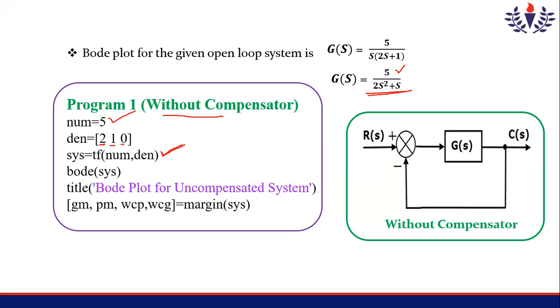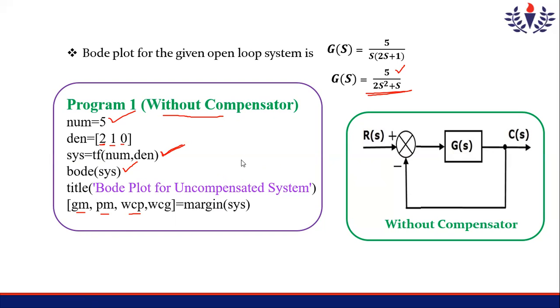For this transfer function, we apply the Bode plot. So bode of sys, and the title we are placing as Bode plot for uncompensated system. From this, we need to identify the gain margin, phase margin, phase crossover frequency, and gain crossover frequency. Mainly we are concentrating on the phase margin. Our desired phase margin is 40 degrees. So first we need to cross check what the actual value is. In simulation, first you will see the actual value, and then we will see how to improve that phase margin by using a lag compensator.